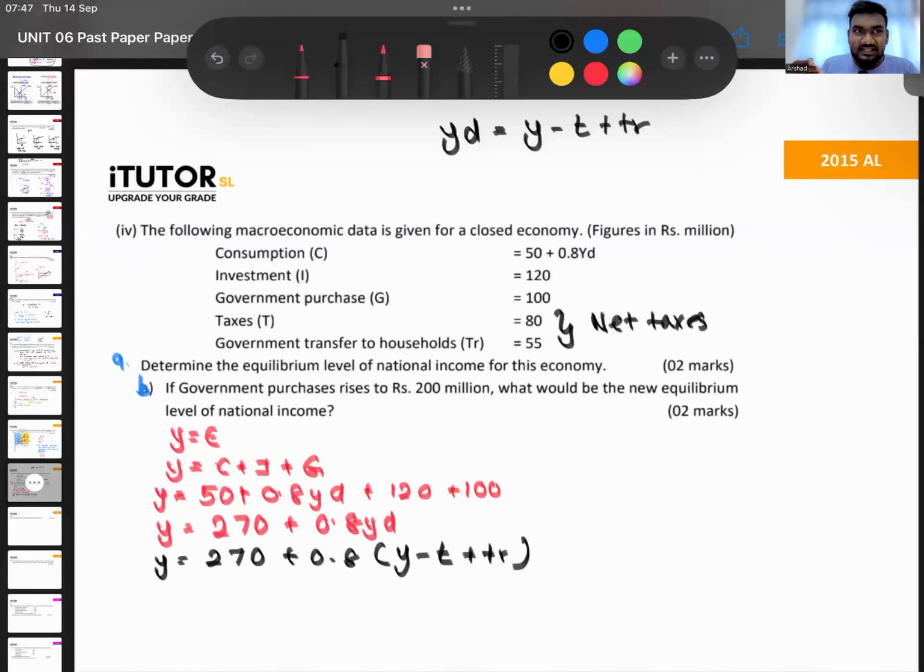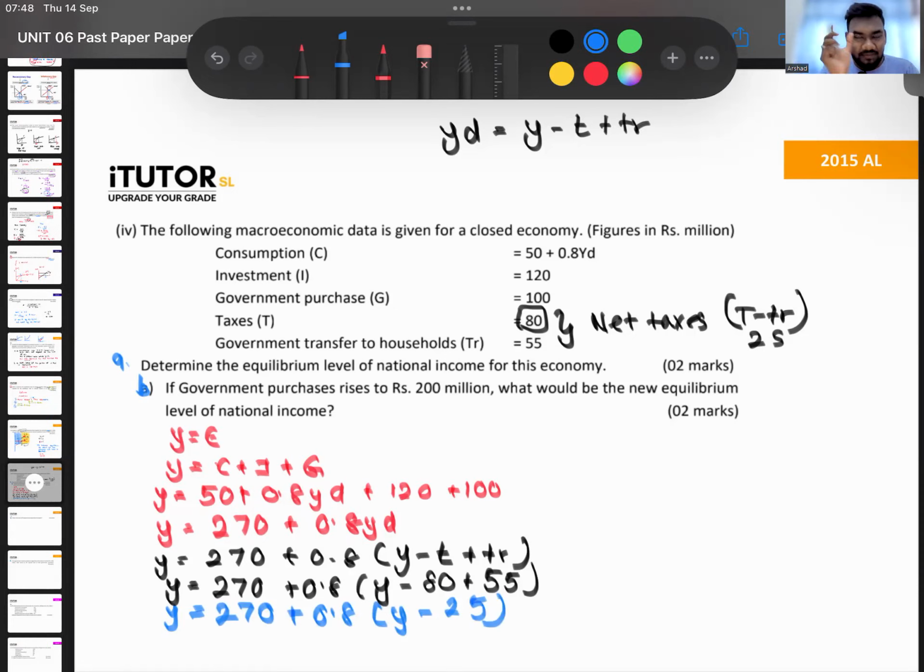Okay. So what you can do is say, look here, Y is equal to 270 plus 0.8 times (Y minus 80 plus 55). Minus 80 plus 55 is how much? Minus 25, no? Minus 25. Say that. You simplify the 80 and the 55. That makes it easier. Then I'll continue the calculation this way.